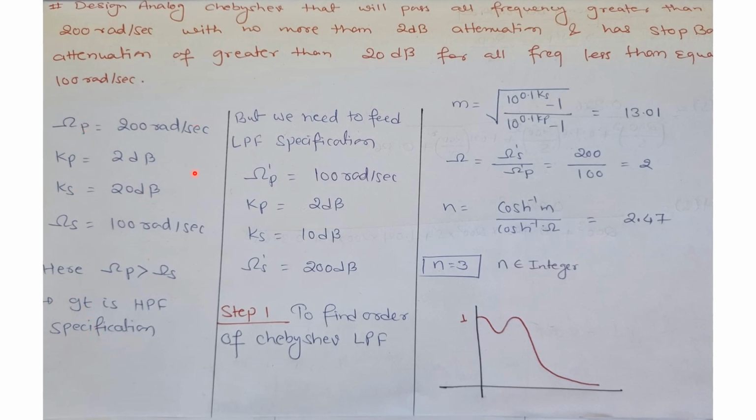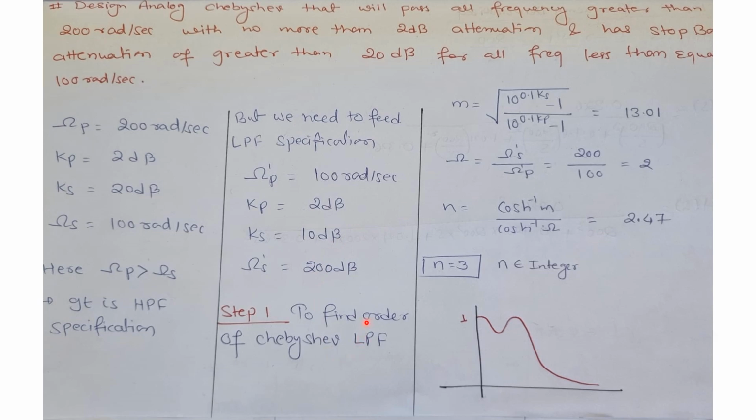But as you know, the Chebyshev or Butterworth filter only takes the low pass filter specification. So we need to convert this specification into a low pass filter specification. We will take omega s as omega p and omega p as omega s, which means we will interchange these values.